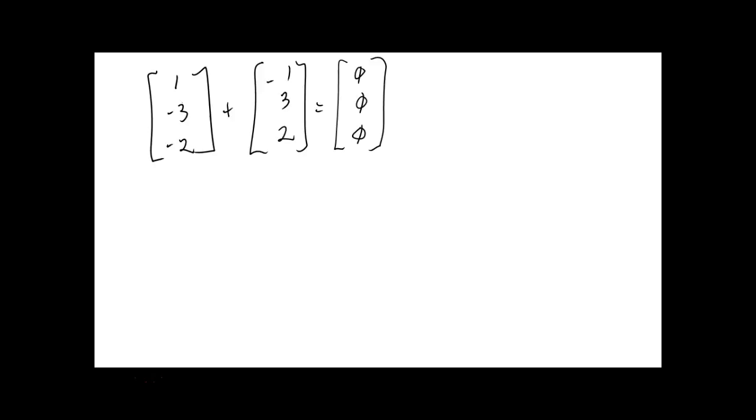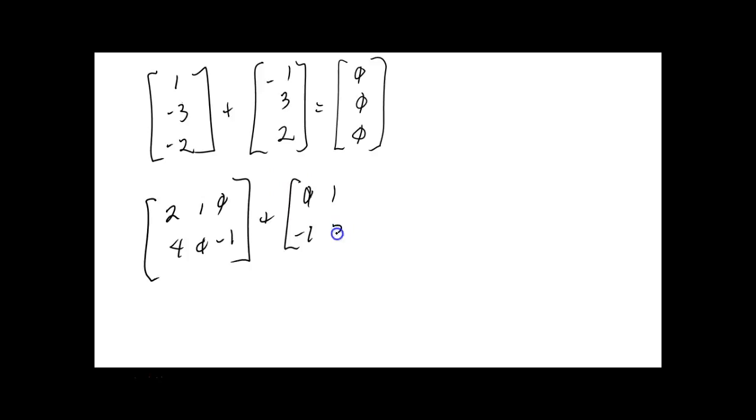Now, let's do a D one. Okay? 2, 1, 0, 4, 0, negative 1, plus 0, 1, negative 1, 3. What does that result in? Say again? You cannot add those because they're not the same size. So that doesn't result in anything. That's undefined. Can't do it.